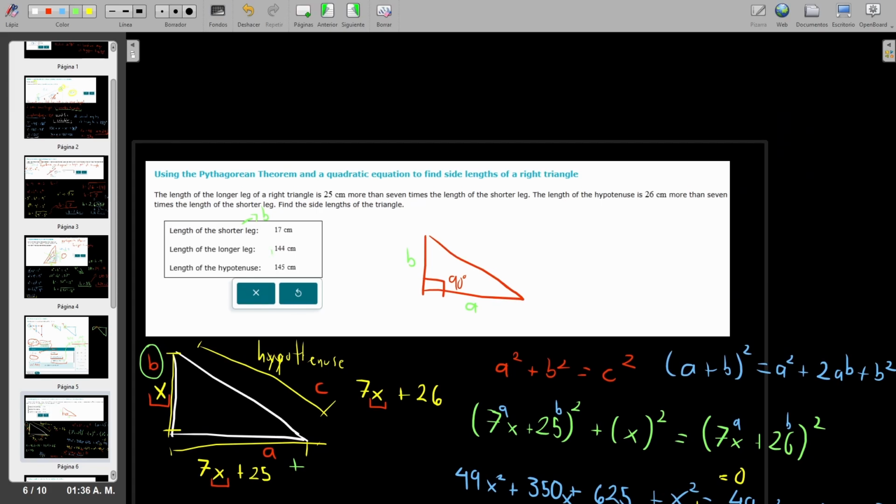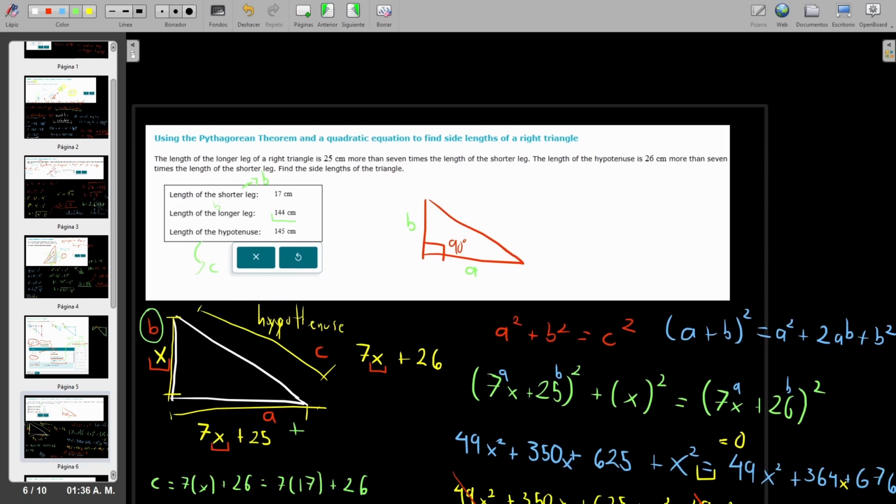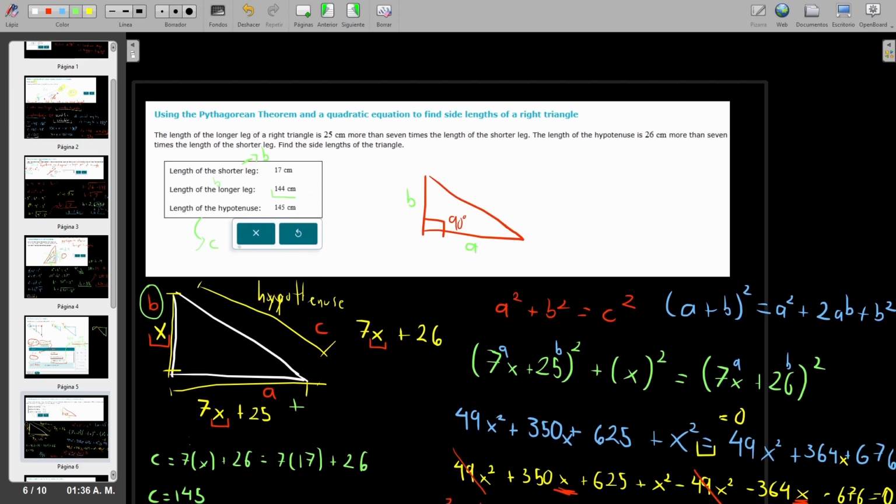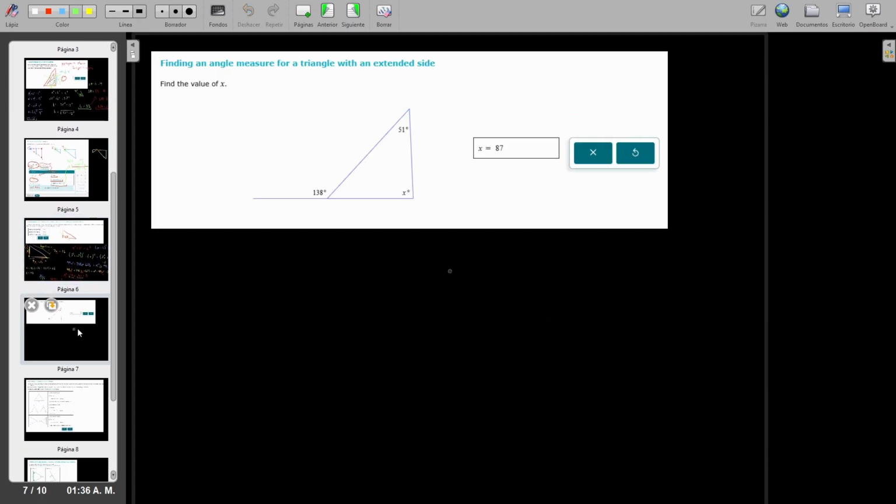Okay, right. And now the hypotenuse, meaning that is C, is going to give us how much? C? 145. That is the correct answer for this part. Now we're going to be finding the value of x with an extended side.